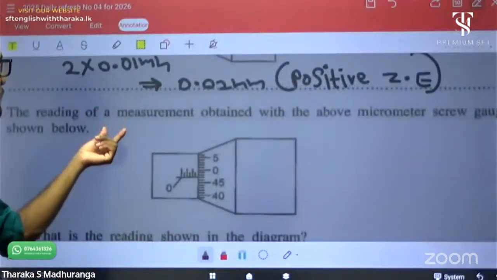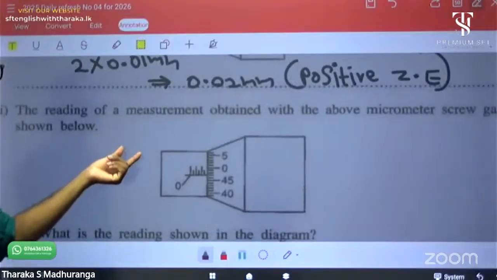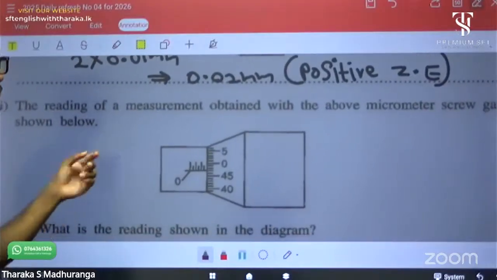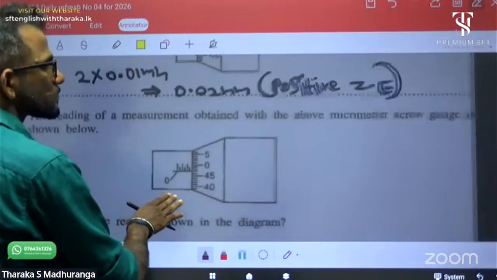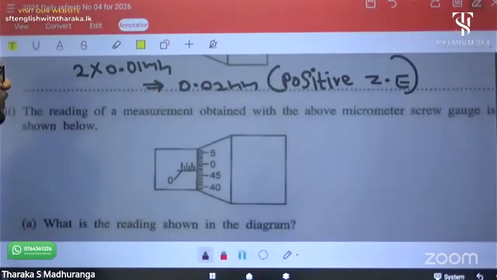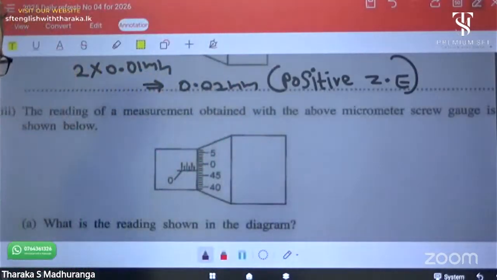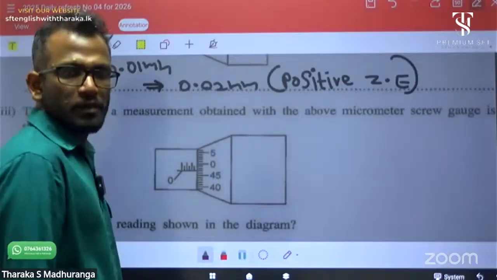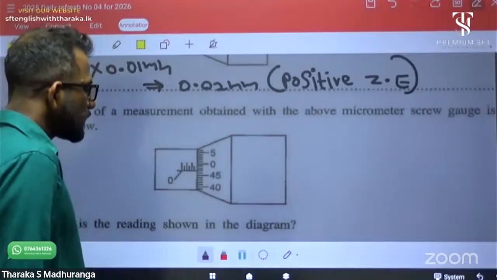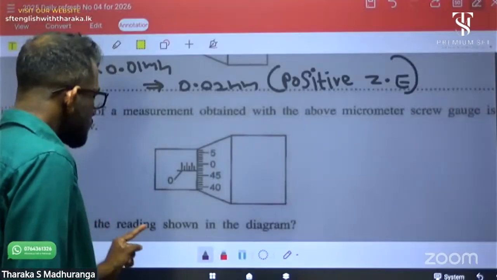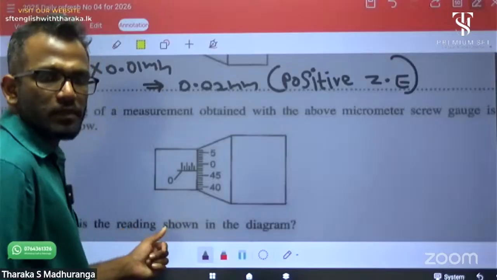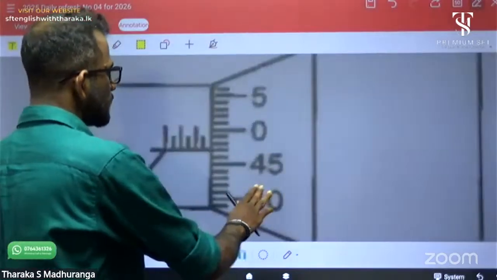There are exam questions. Part 2: the reading of a measurement obtained with the above micrometer screw gauge is shown below. The question asks, what is the reading shown in the diagram? Can you read this?